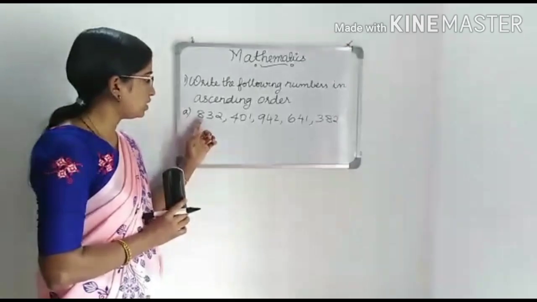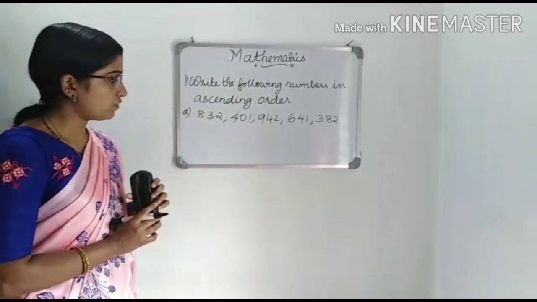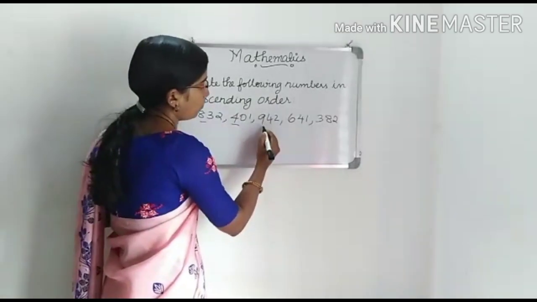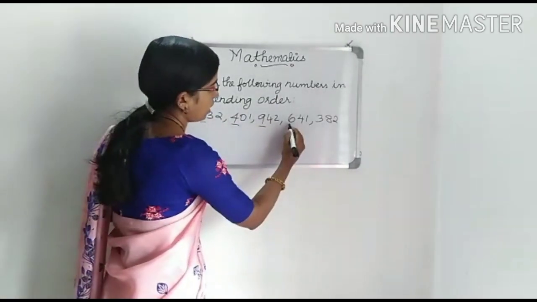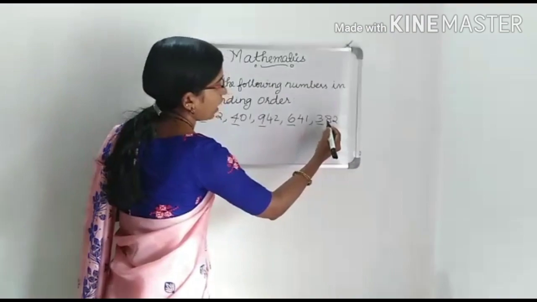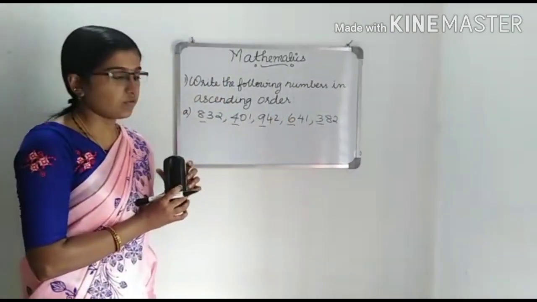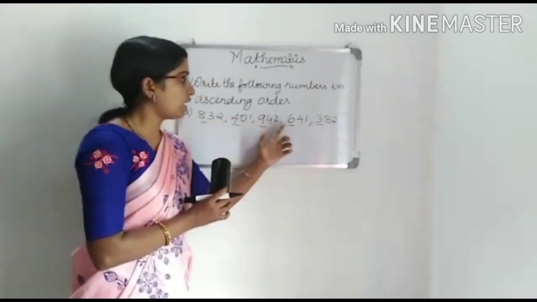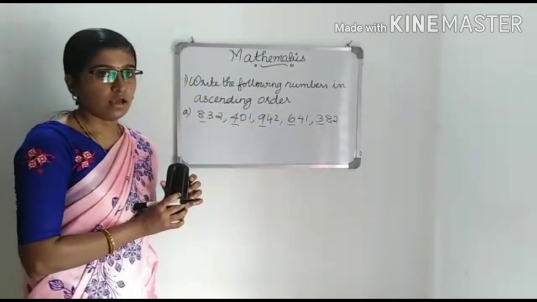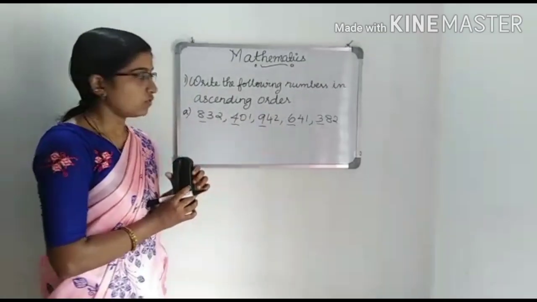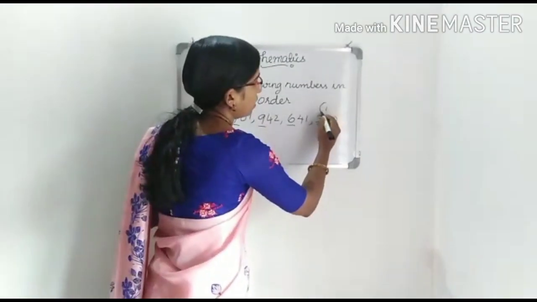First we can find the digits in the hundreds place. Here it is 8 and in the second number it is 4 and in the third number it is 9, fourth number it is 6 and fifth number it is 3. So we can compare these numbers 8, 4, 9, 6 and 3. Out of these numbers, the smallest number is 3. So the first smallest number is 382.